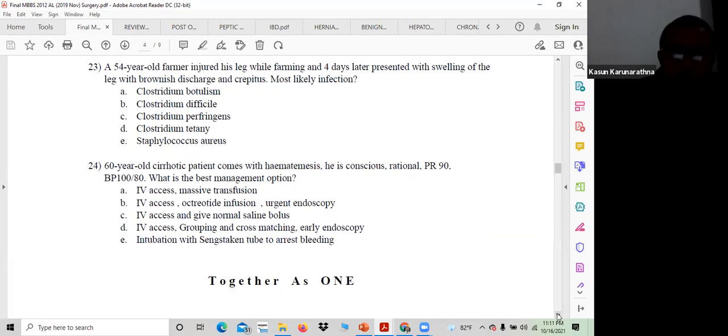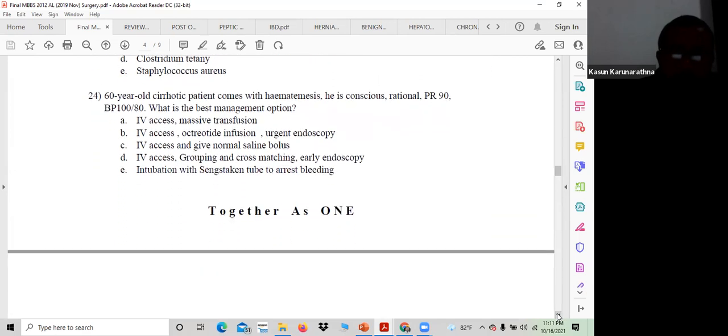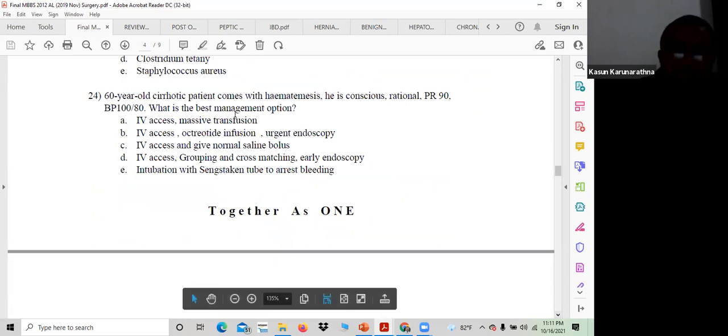Right. Then question 24: a 60-year-old cirrhotic patient comes with hematemesis. He's conscious, rational, pulse rate 90, blood pressure 100/80. What is the best management option? What is the answer for this? 24.